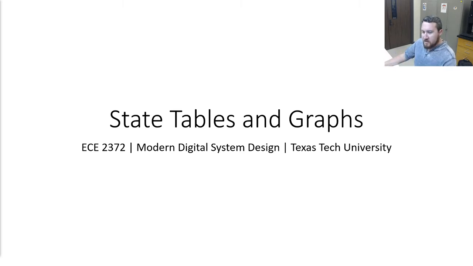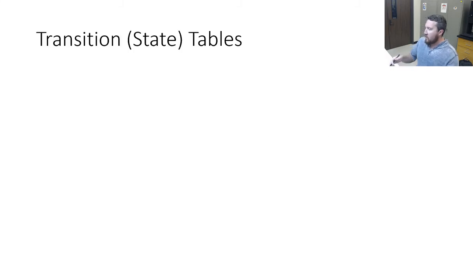All right, so let's go ahead. Let's talk about state tables and graphs. We're going to take today and go through two examples of sequential circuits and look at how we can derive what we call a state graph from those circuits.